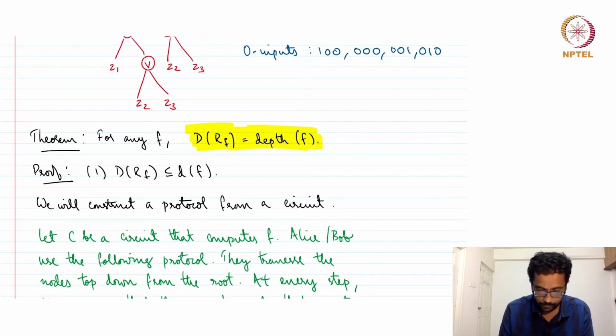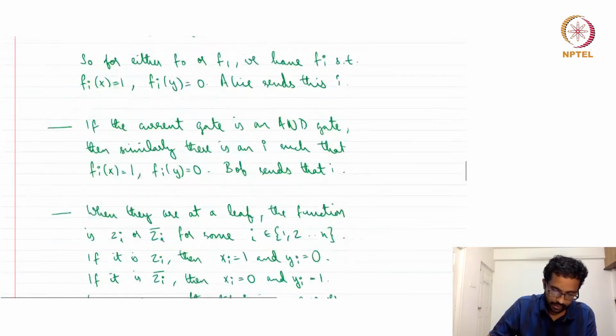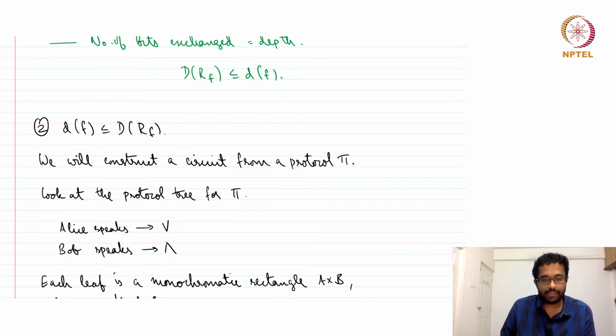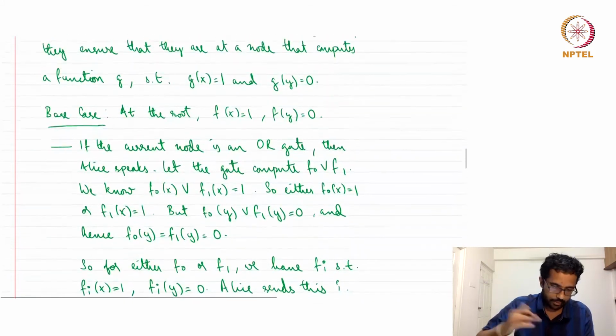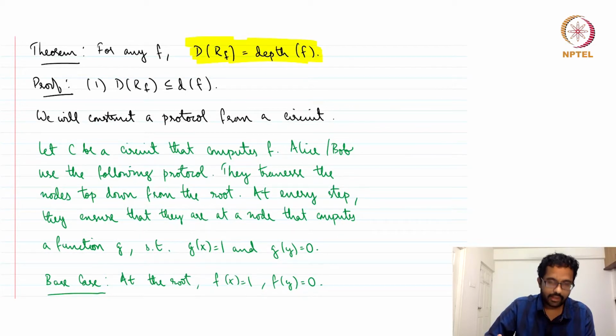We prove it in two parts. First, we show that the deterministic communication complexity of the relation is at most the depth of the function. This is part one. And in the second part, we show that the depth of the function is at most the deterministic communication complexity of the relation. So we prove two inequalities, and that's how we get the equality.